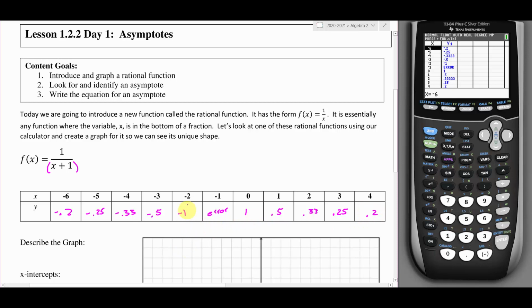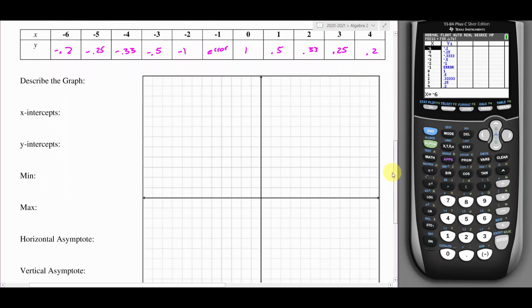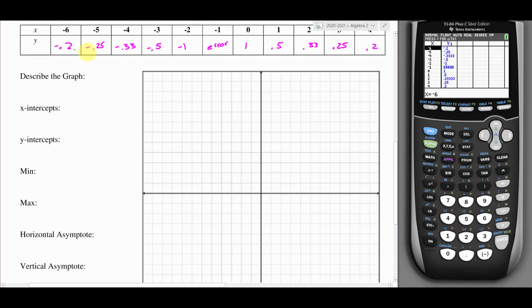All right, so let's get these plotted. Let's see what this thing looks like. Now that I've got my table, I'm going to work on plotting these points right here. I'm going to go ahead and hit graph on my calculator so I can get an idea of what this is supposed to look like. And wow, that is a weird looking graph, but don't worry about it.